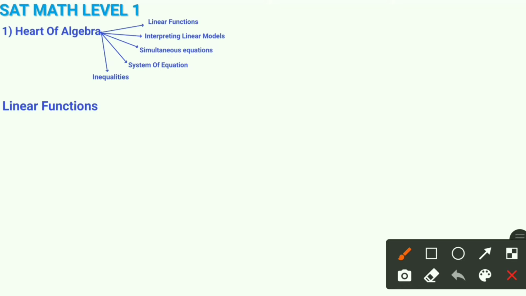So yeah, if you're going to understand and complete this course, then you will also be able to complete the O-level math course as well. Okay, so there are some topics which are common in both SAT Math Level 1 and O-level math as well. So let's start with linear functions. This is our topic 1.